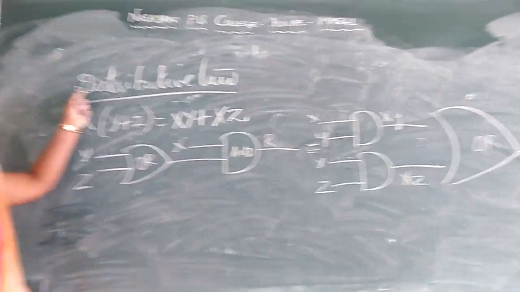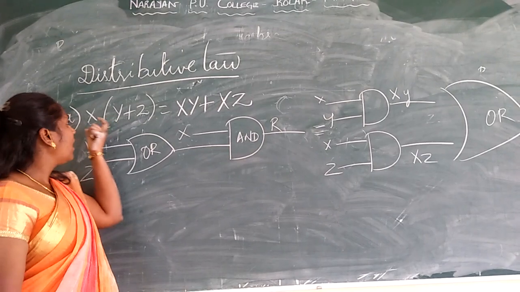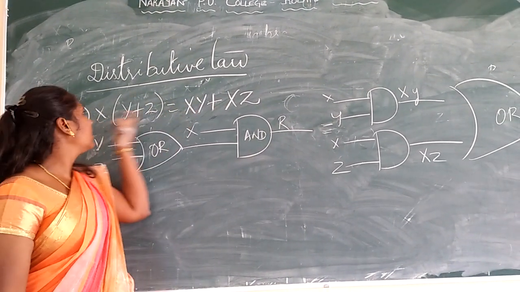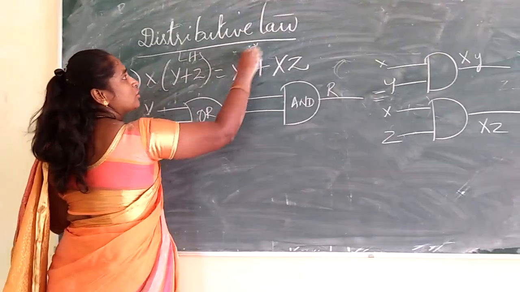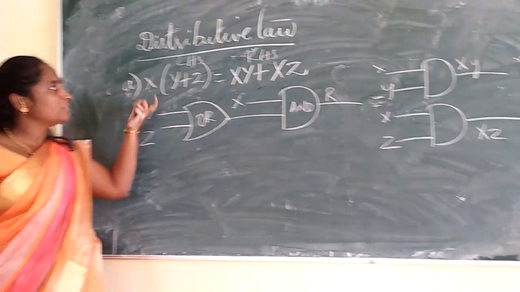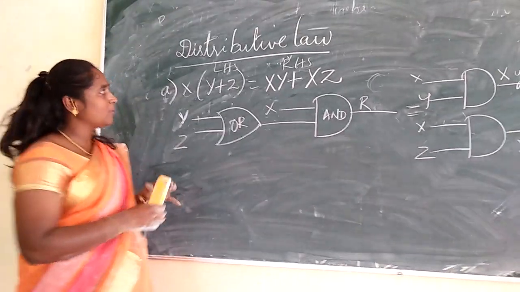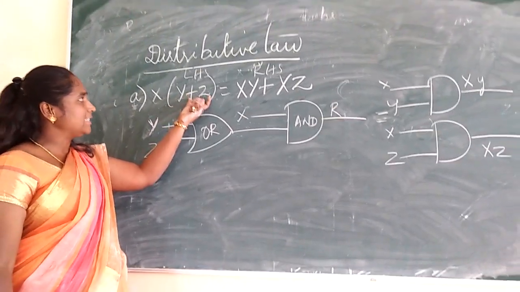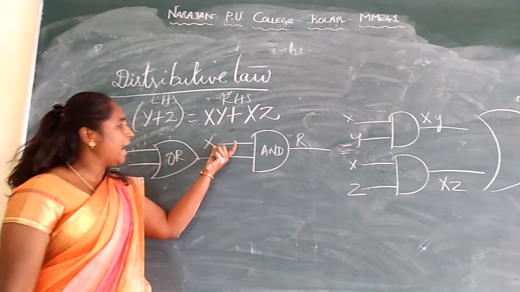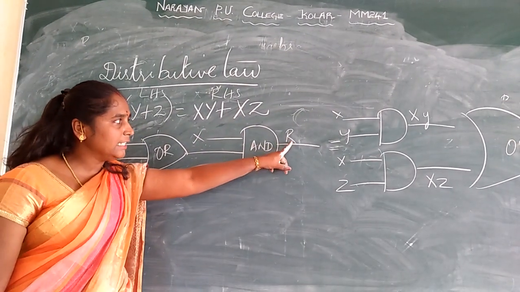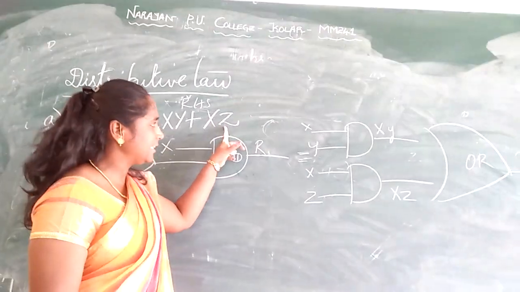Okay, the next law is your distributive law. What this law states is, x into (y plus z) is equal to xy, the multiplication x into y, plus x into z. You have to prove that your LHS is equal to your RHS by substituting the values of zeros and ones. So the logic diagram for this circuit is, you can consider your y plus z using an OR gate. That OR gate output should be ANDed with your x.